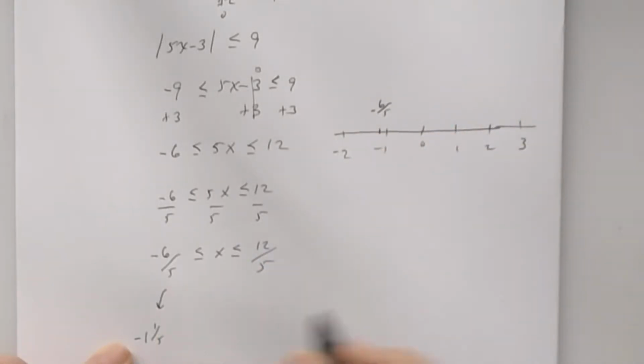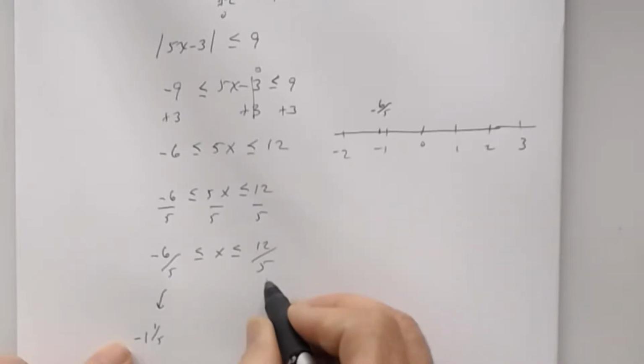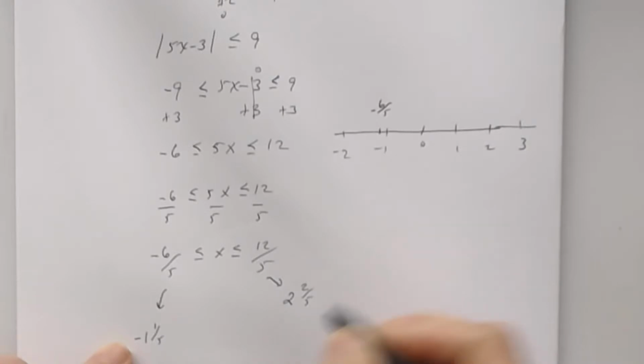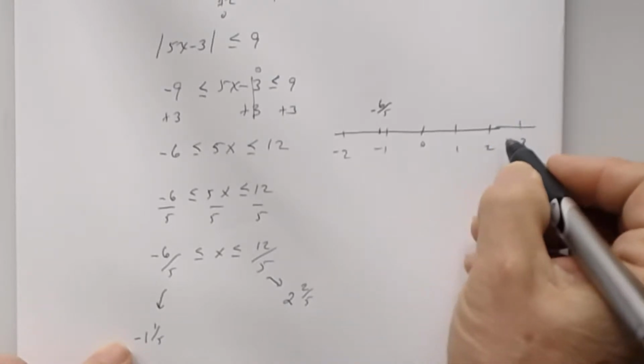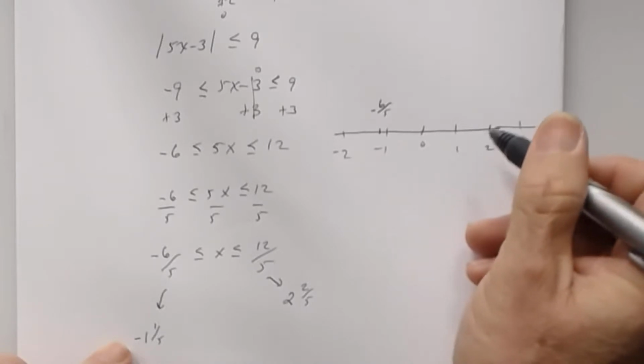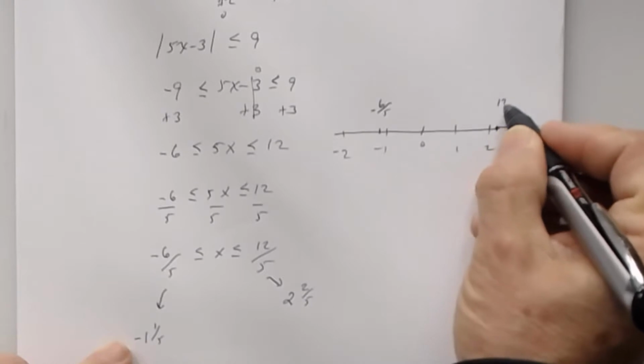Now where's 12/5 located? Between what two integers? Between 2 and 3, because 12/5 is 2 and 2/5. But it's closer to 2 than to 3, because 2/5 is less than half. So let's say this is 12/5.